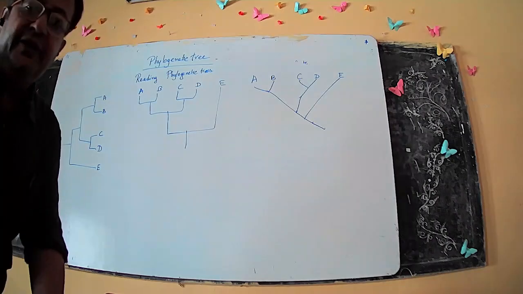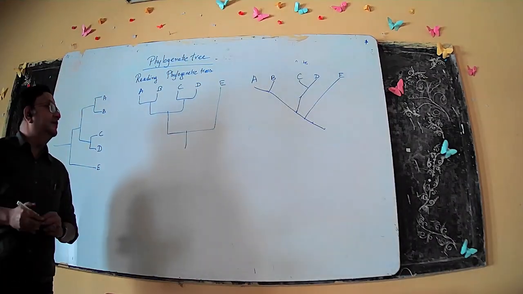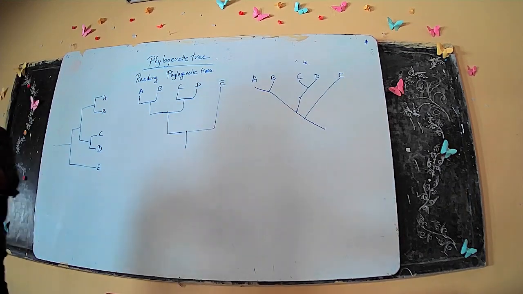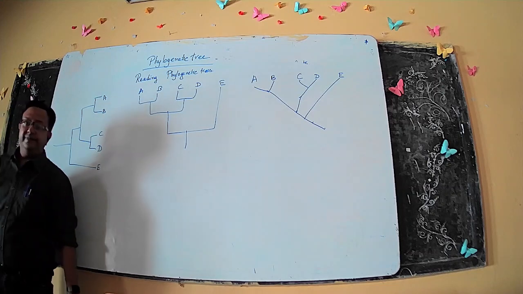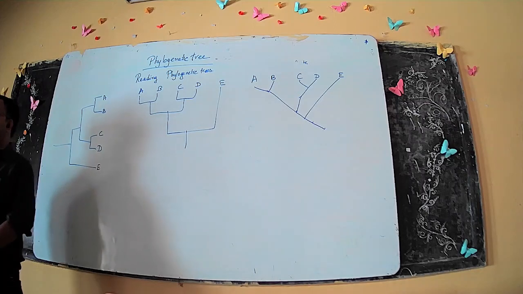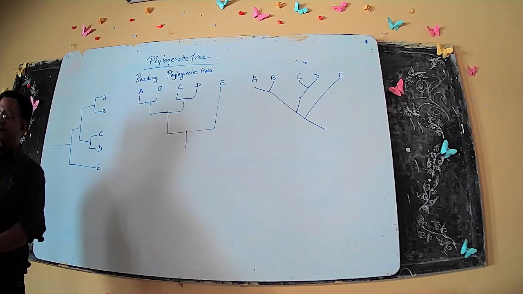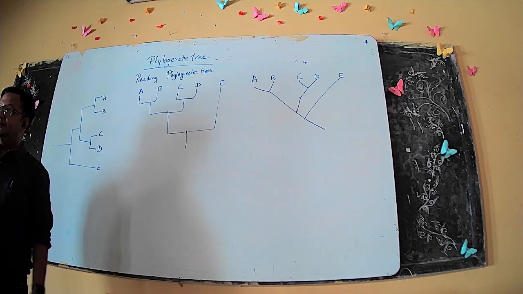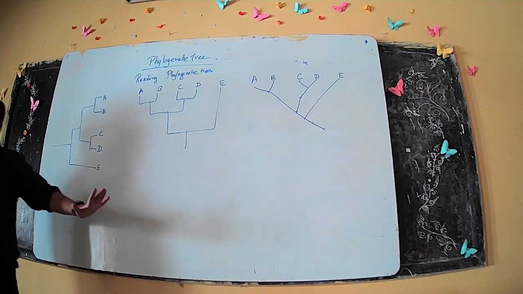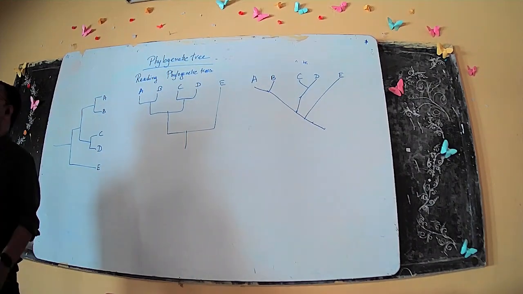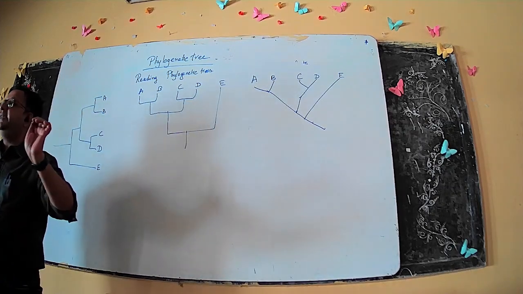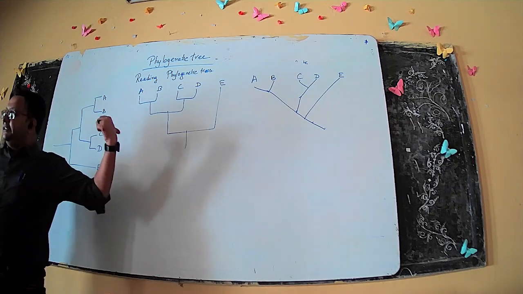Are the three trees the same? This one and this one, 1, 2 and 3, do they mean the same? Why are they the same? You are trying to find out a relationship between organisms. Your aim is to find out the relationship between A, B, C, D and E among themselves. Is the relationship changing?